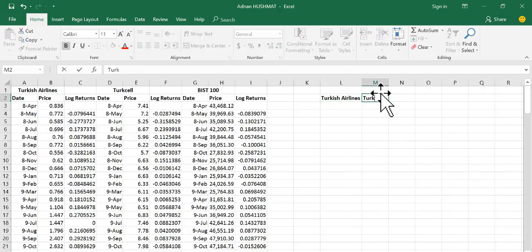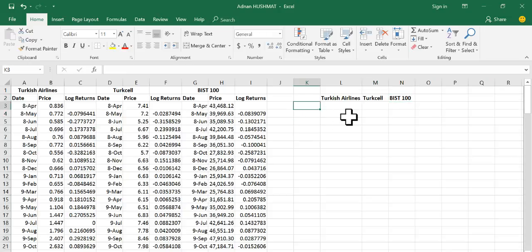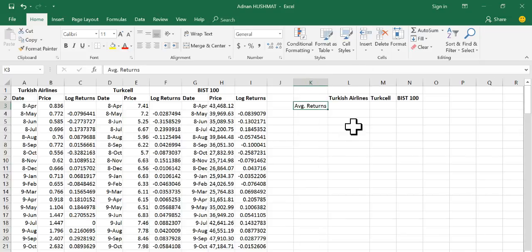Here I write Turkcell, and here I write the BIST market portfolio. This is our market portfolio. Okay, so here I write the returns, so average returns. I calculate the average return. Average is simple average, the average monthly returns.